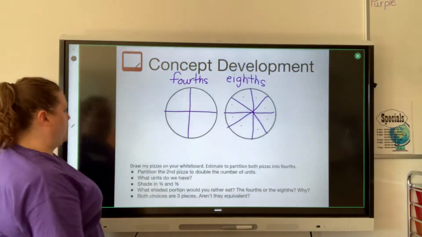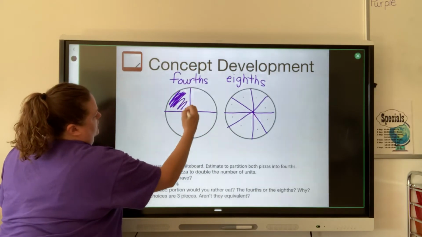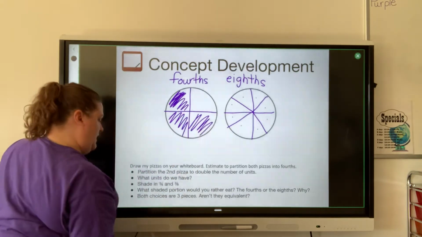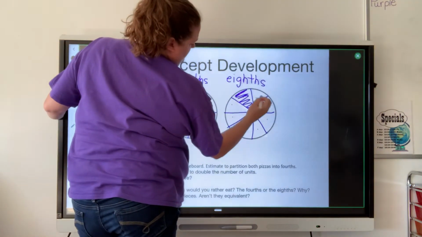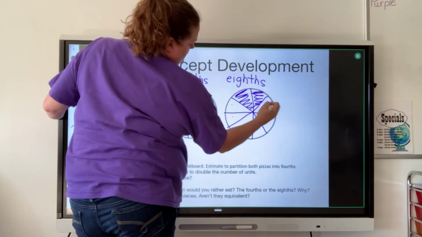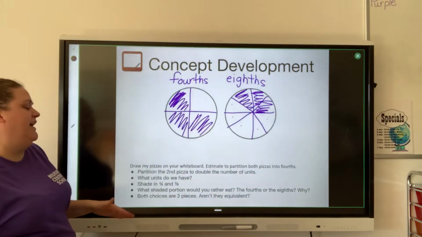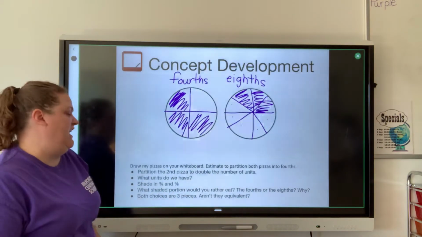Shade in 3/4. So I'm going to shade in 3 of these. 1, 2, 3. And then I have to shade in 3/8. So 1, 2, 3. Okay. What shaded portion would you rather eat? 3/4 or 3/8? And why?